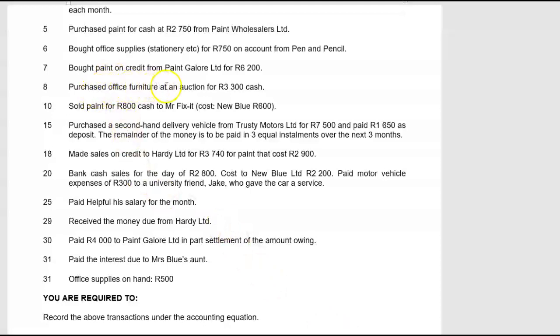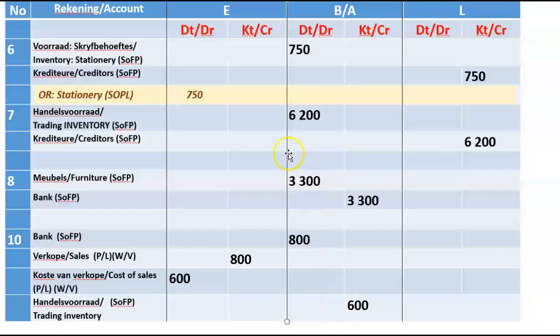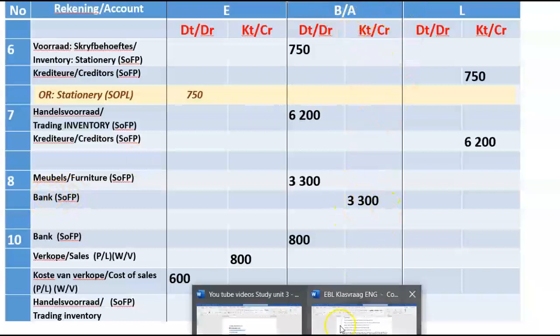Purchased office furniture at an auction for 3,300 Rand cash. So our furniture account, statement of financial position, it's an asset. That would have increased with 3,300 Rand. And bank, we bought it for cash. So our asset account bank would have been credited with that 3,300 Rand.